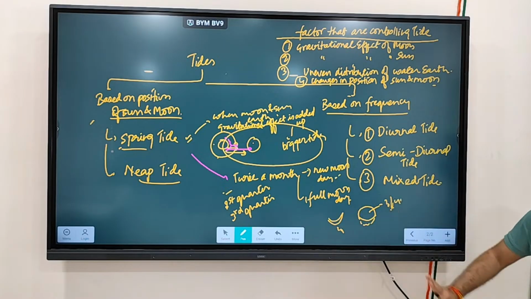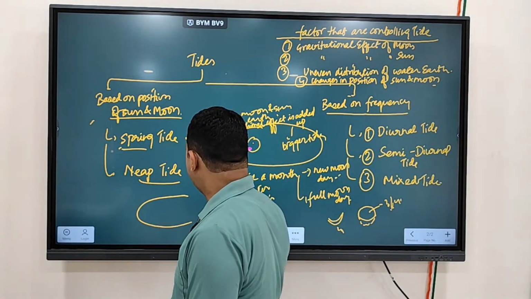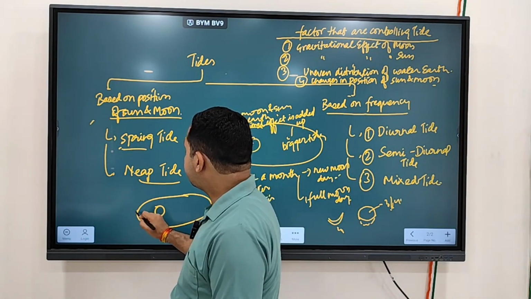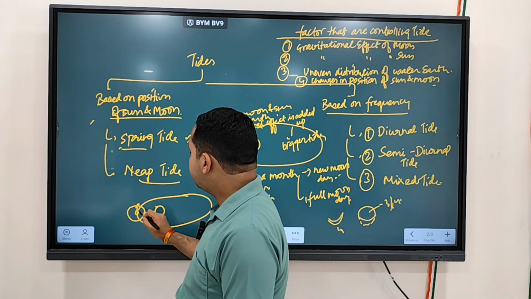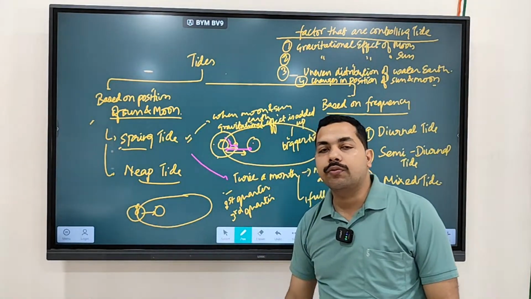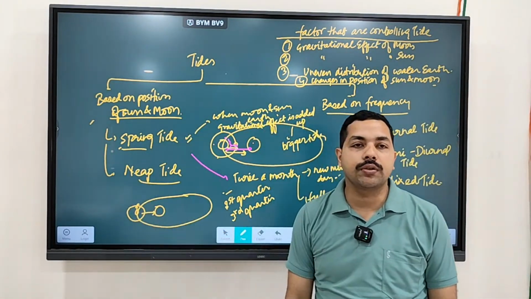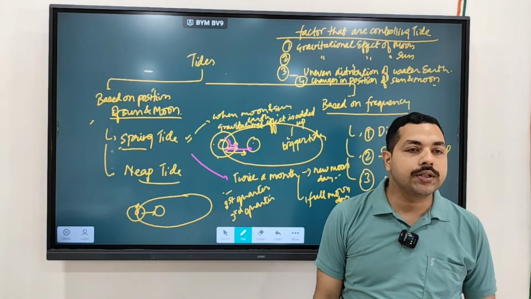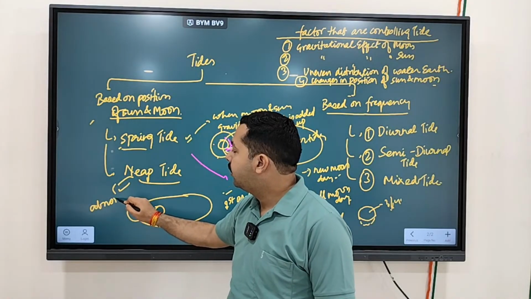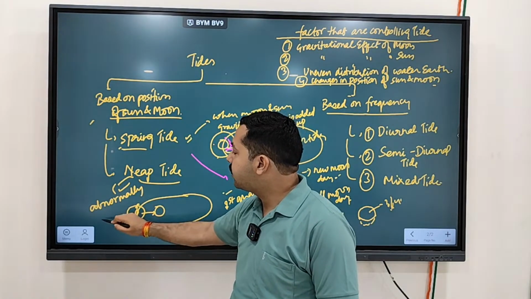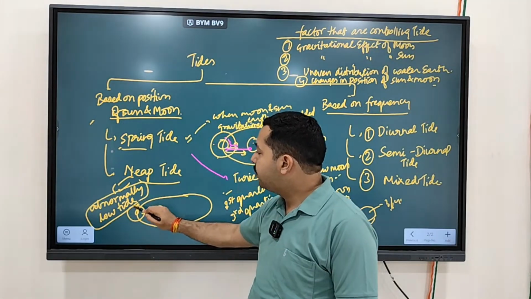So when the moon is in this position, that is first and third quarter, the gravitational effects are in opposite directions. The sun is trying to pull this side while the moon is trying to pull the other side. So here what is happening? Abnormally low tides are being observed.